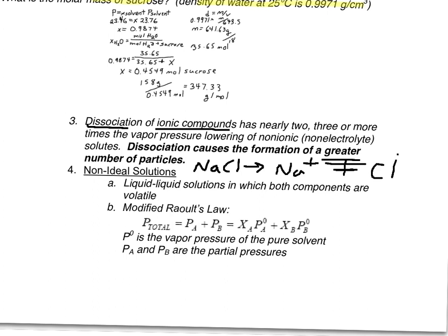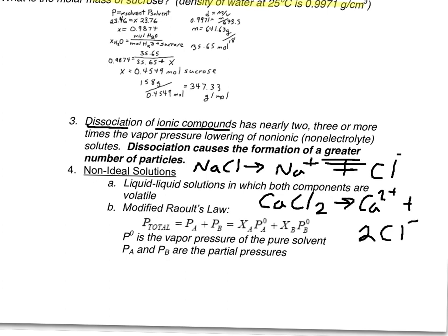And so when you put in ionic compounds, it will actually cause double what you would expect of other types of compounds, or triple if you have something that has a formula like CaCl2. That's going to form a calcium, and it's going to form 2 chlorides, so it forms 3 moles of particles. So when you use ionic compounds, you get more bang for your buck. It lowers the vapor pressure even more.